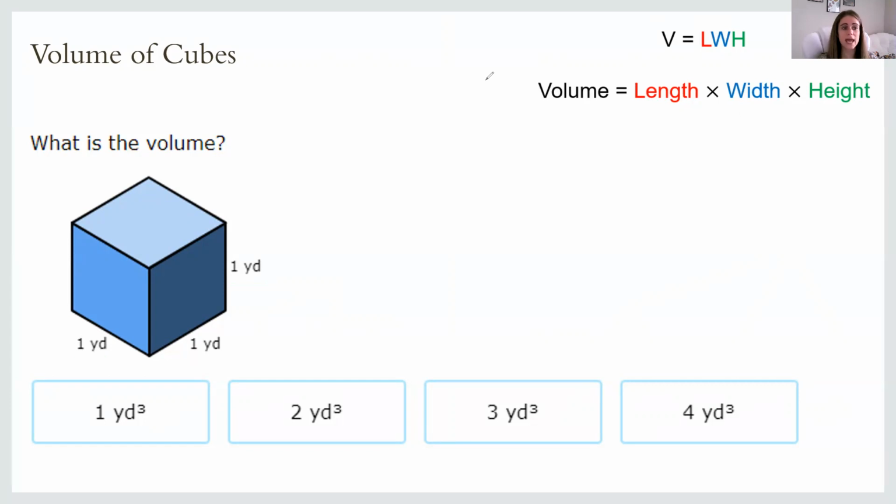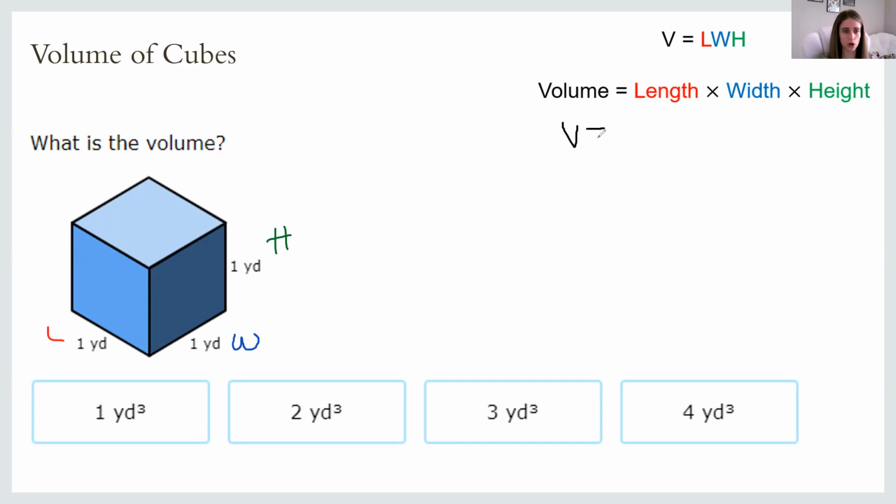Let's go ahead and label our different sides. So first, we have our length, and then our width and our height. And with the cube, it doesn't really matter which one's which because they're all the same, right? Once your information's labeled, we can substitute, so we can plug these numbers into our formula.